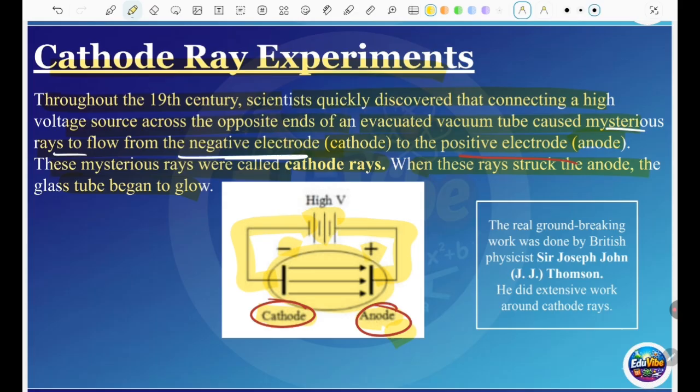How this whole thing happened can be further explained by Thomson. The real groundbreaking work was done by the British physicist Sir Joseph John, known as J.J. Thomson.